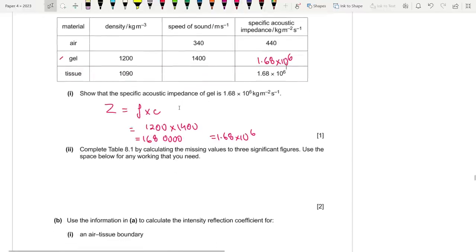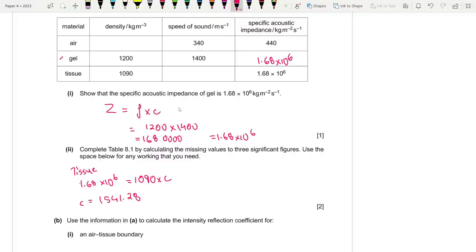Complete table 8.1 by calculating the missing values to 3SF. Use the space below for any working. Okay. So for tissue, 1.68 times 10 to the power 6 is equal to 1090 times C. So what is C? 1.68 times 10 to the power 6 divided by 1090. So C is actually 1541.28. As you can see, all data is given to 3 significant figures over here, so we should round this off to 1540.